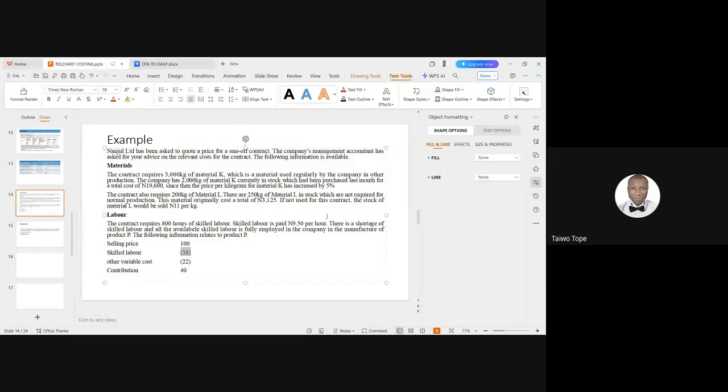800, 38 hours. 38 divided by 9.5 will give you 4 hours. That was what we got that for. So to now know the portion of skilled labor in this contribution, it will now be what? 40 divided by 4. That is 10. So that is the contribution.